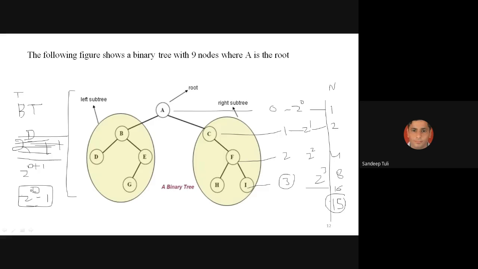Then the total number of nodes will be plus 16, it is 31. In that case the depth will be 5. So 2 to the power 5 minus 1, 32 minus 1, this is 31. Is it okay? Is it clear to all? This formula you need to learn actually.